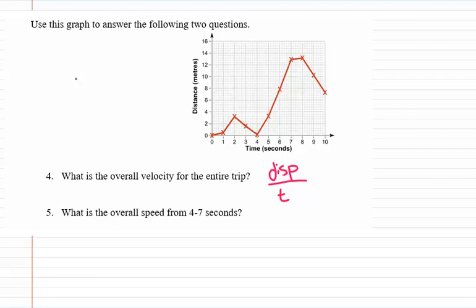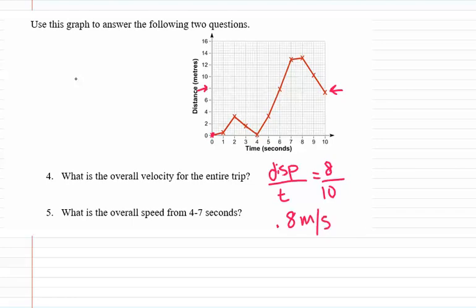So for the entire trip, we started at 0 down here, and our trip ended up here at 8 meters. And so our displacement is from 0 to 8. That's going to be 8. And then the time it took from 0 to 10 seconds is, of course, 10 seconds. So 8 divided by 10 is 0.8 meters per second.